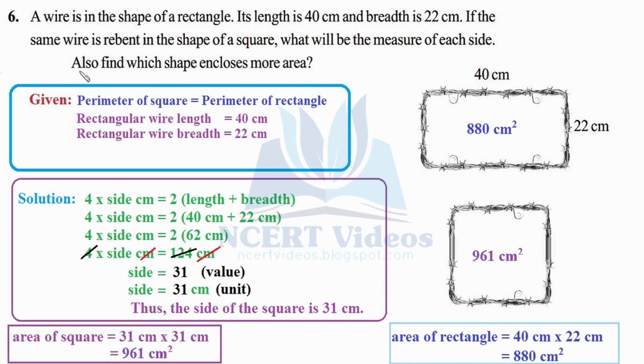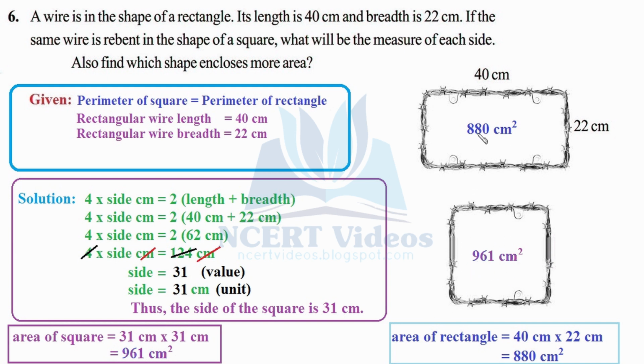The second part is to find which shape encloses more area. So we need to find the areas of both the figures because no area is given to us. Let's first find the area of the square. Side into side, that is length into breadth. In both cases they are the same. Therefore 31 into 31, you can do it, and it turns out to be 961 centimeter square. Why centimeter square? Because centimeter into centimeter gives you centimeter square, not 2 centimeter. So we have written this in the figure for better understanding.